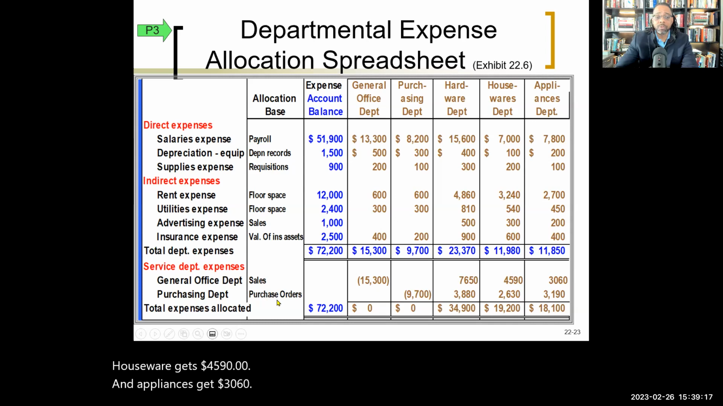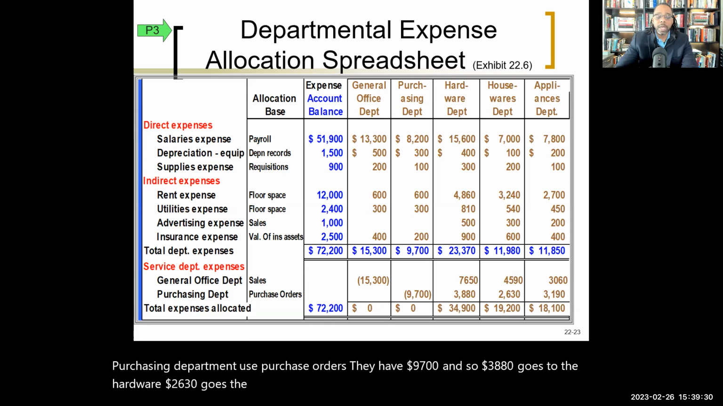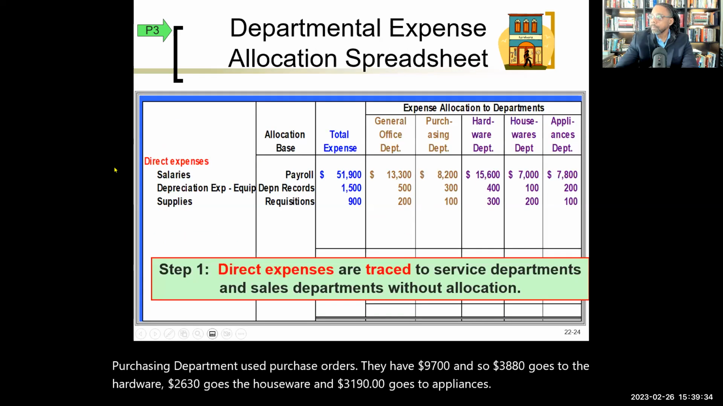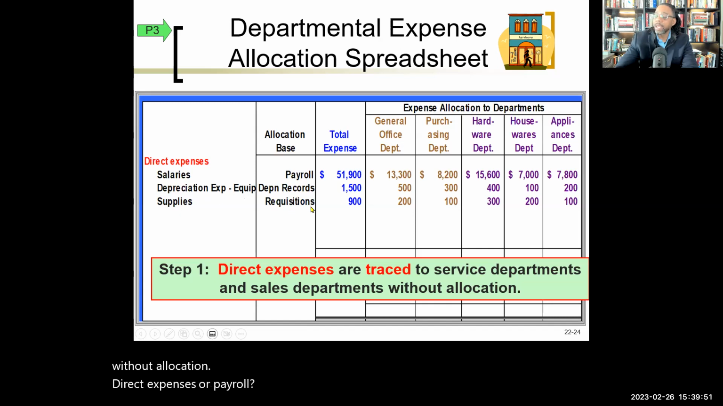The purchasing department uses purchase orders. They have $9,700, and so $3,880 goes to hardware, $2,630 goes to houseware, and $3,190 goes to appliances. The direct expenses are traced to the service departments and the sales departments without allocation. So direct expenses are payroll, depreciation expenses, and supplies.